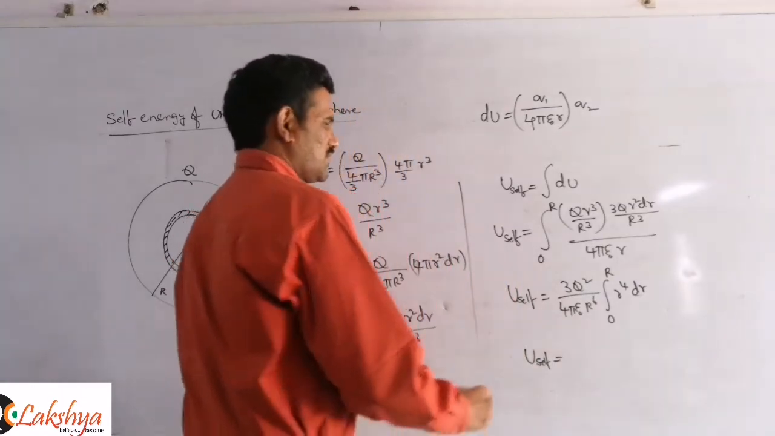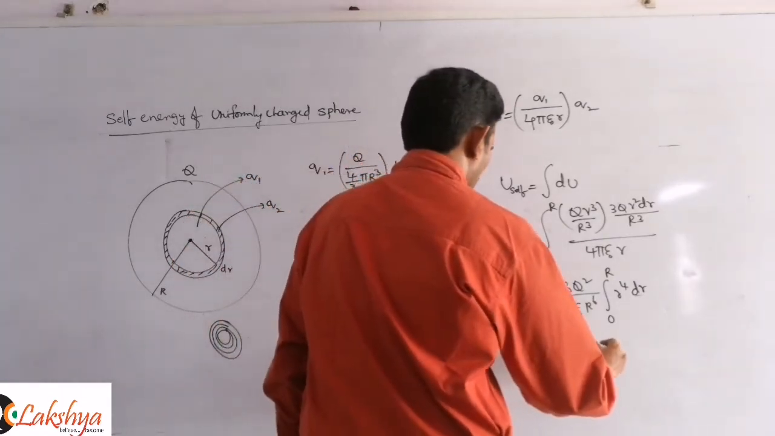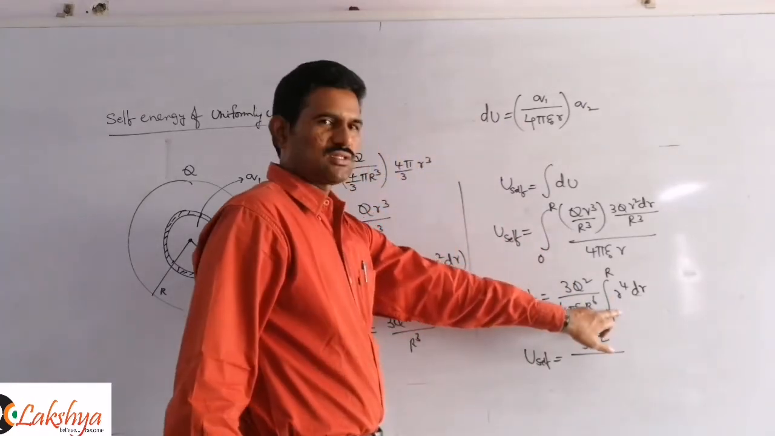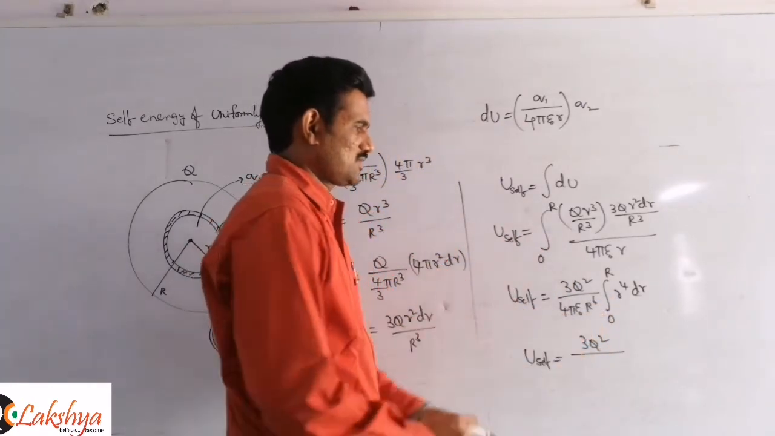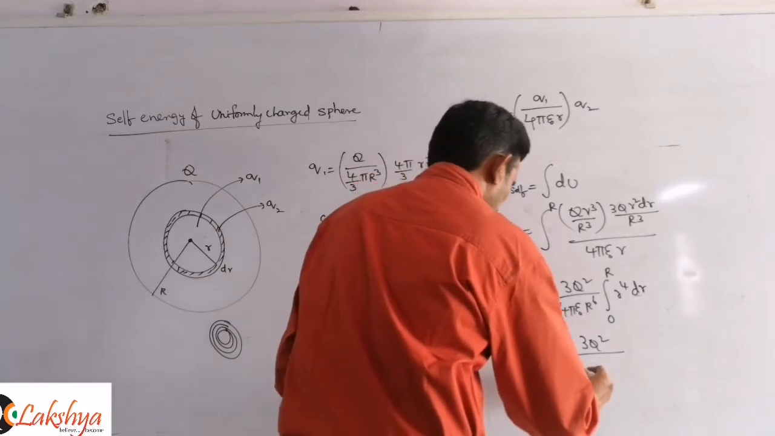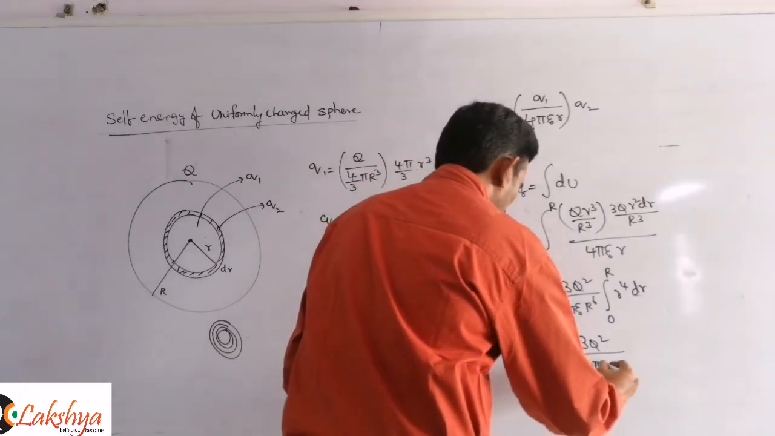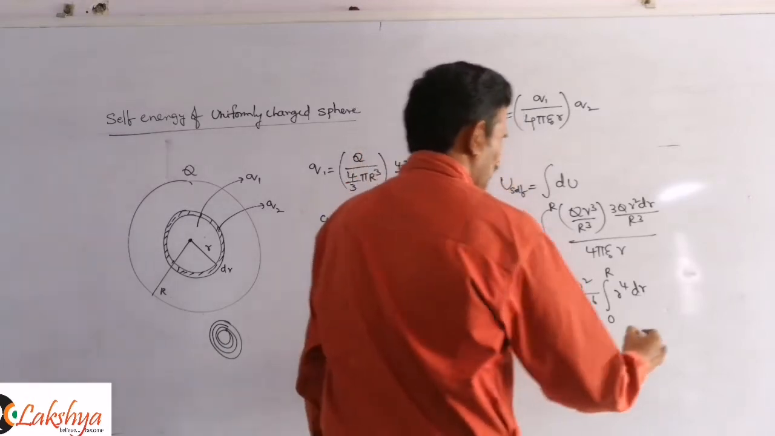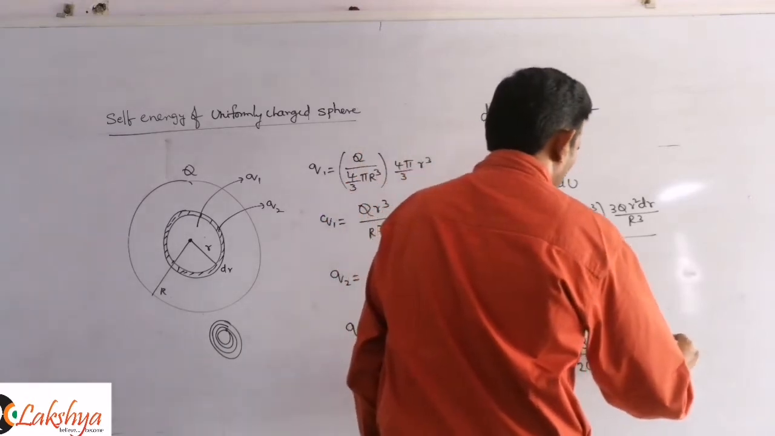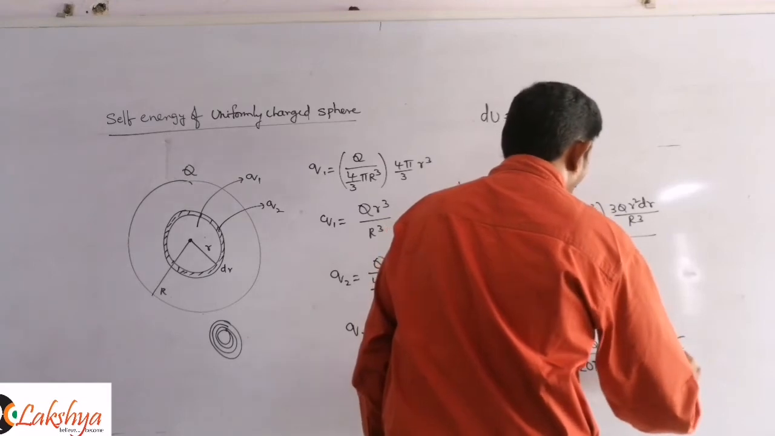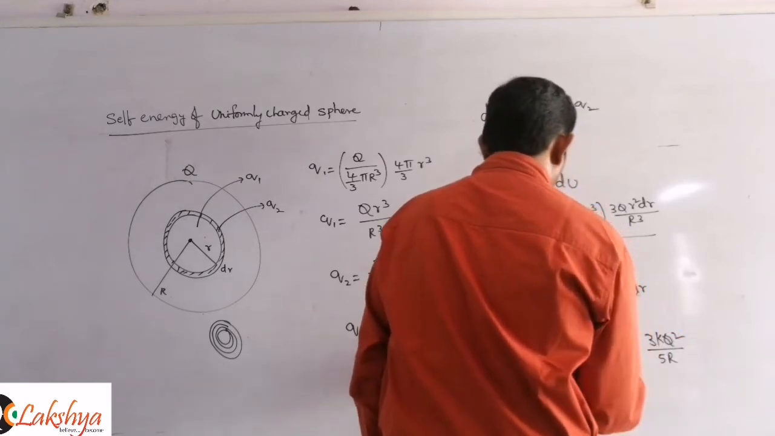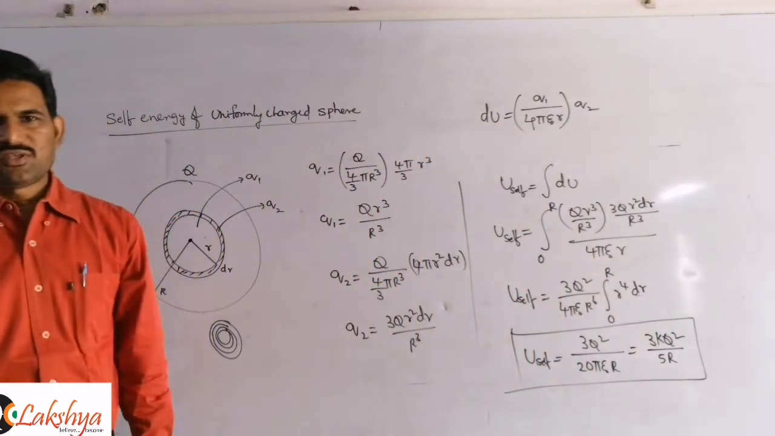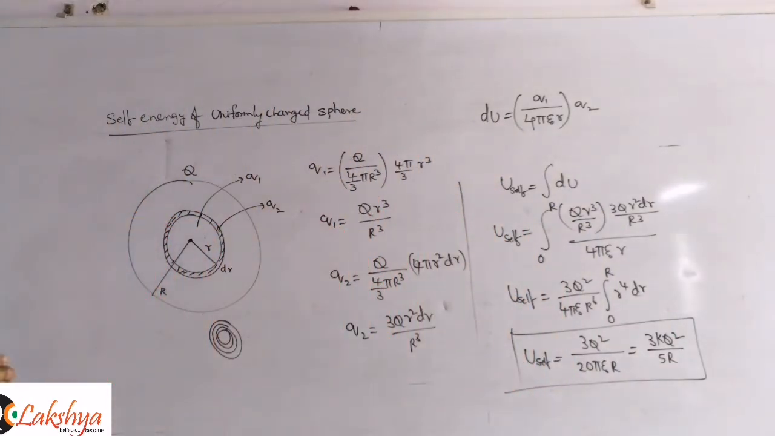So self energy we can write as 3q square by, here r power 5 by 5 you will get. So in that 5 you can cancel this 6 here, so that you will get 20 pi epsilon naught into R. And in terms of k, if you want to write, 3k q square by 5R. So this is our self energy of the solid sphere. So you need to remember this expression.